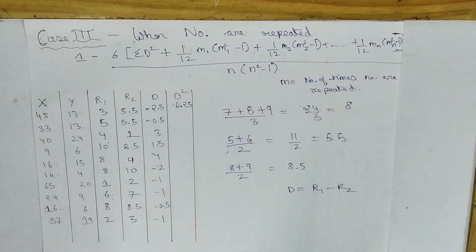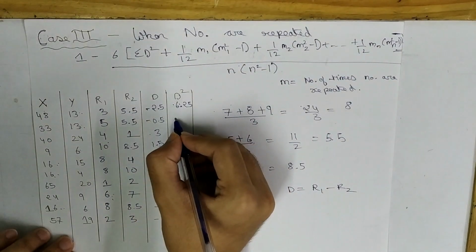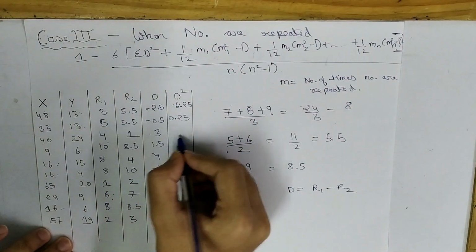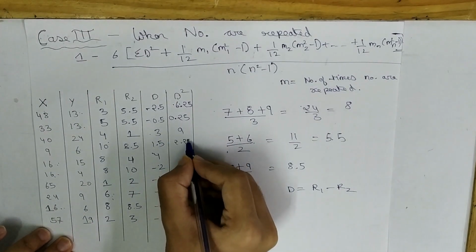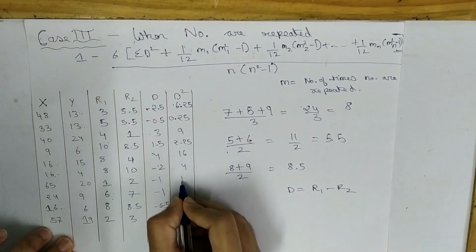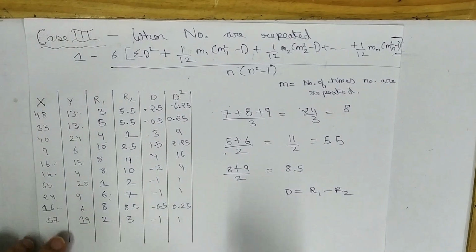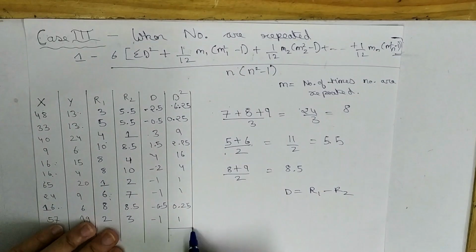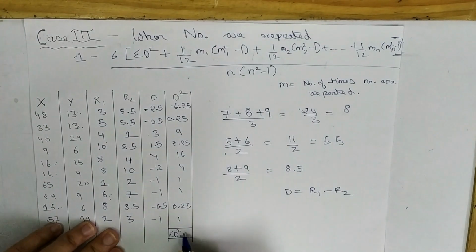6.25. The square of 0.5 is 0.25. This is 9. This will be 2.25. This will be 16. This will be 4. This is 1. This is 1. This is 0.25. And this will be 1. Now add all the numbers in this column. So our sigma d square will be 41.